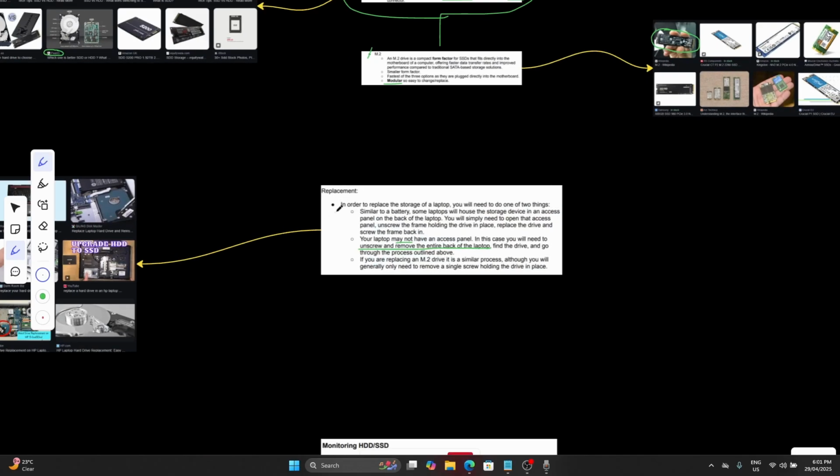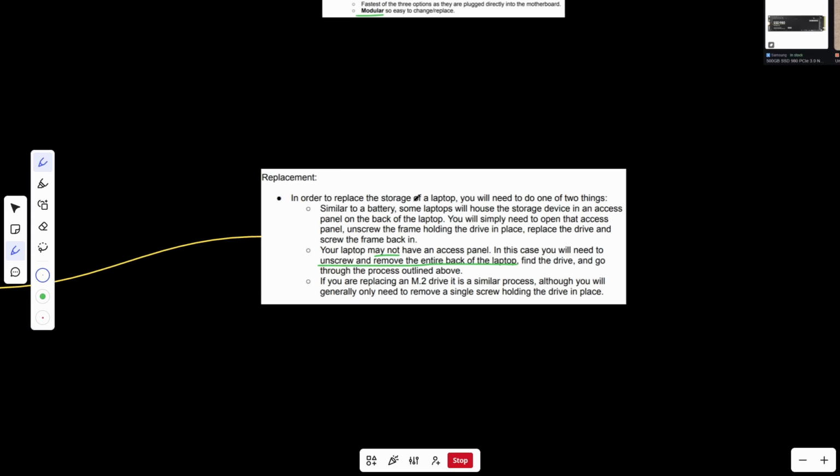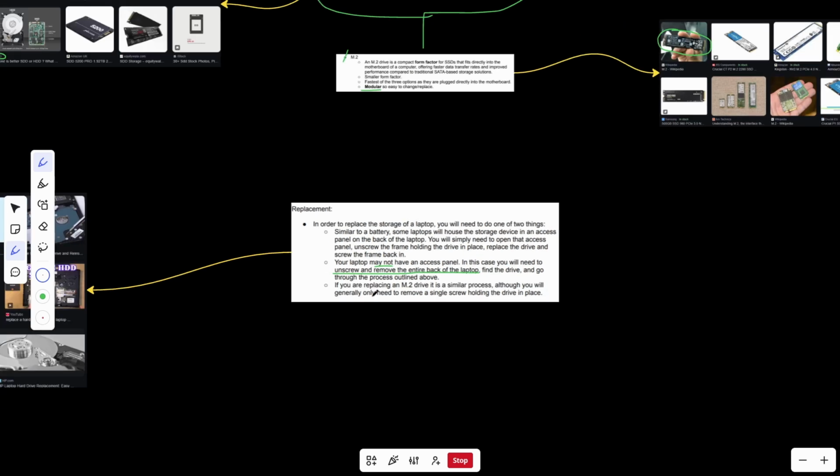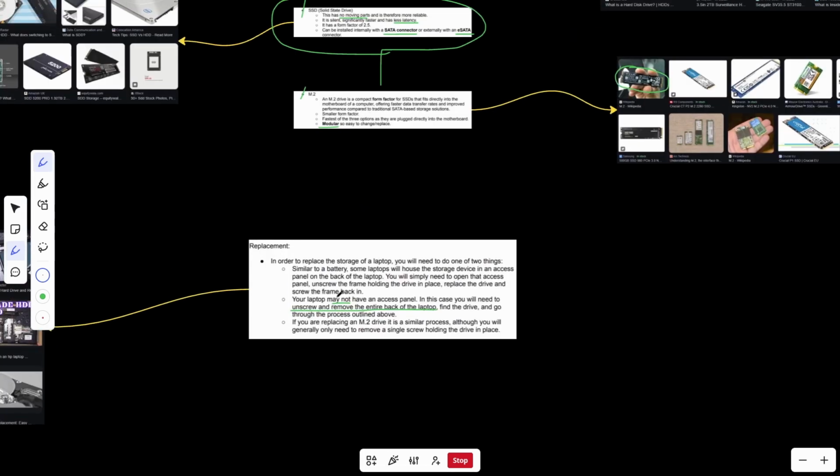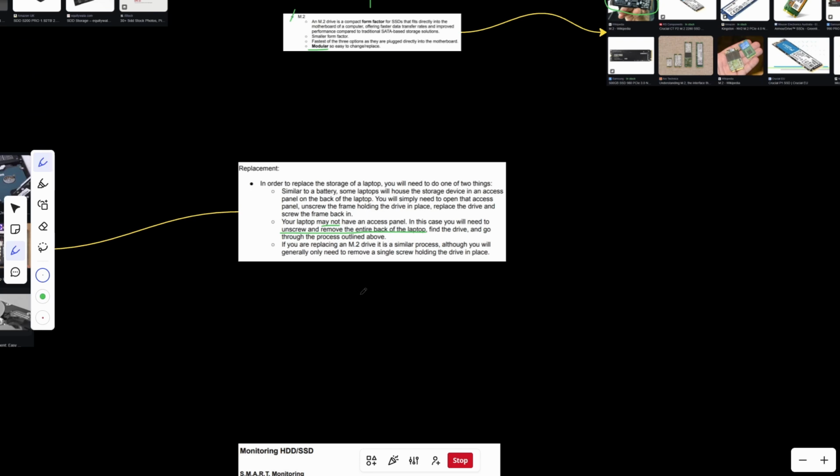The main thing is you may have the access panel, you may not, but either way, M.2 drives are generally a lot more modular, a lot easier to replace. That's really what you need to know for your exam, okay? So far for the storage drives, what you'll need to know is the pros and cons of each, right? Now, I'll show you a nice little table about that in a second.